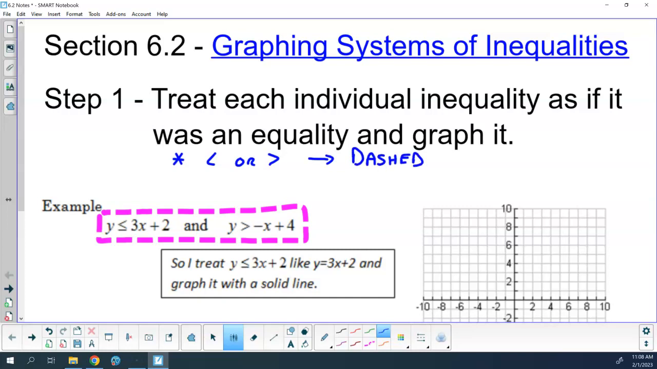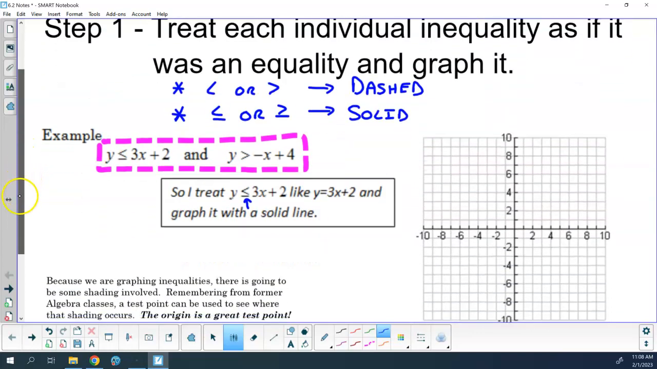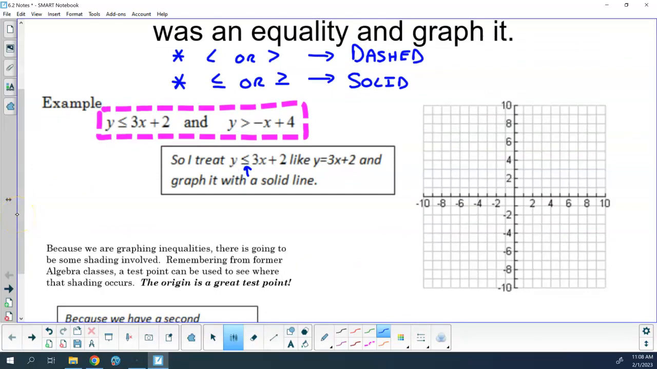Okay, so those would be a dashed line there. If it's less than or equal to or greater than or equal to, then that is going to be a solid line. So since this one here had the equals component in it, that's going to be a solid line for that. Okay? So I would go to positive 2 for my y-intercept.